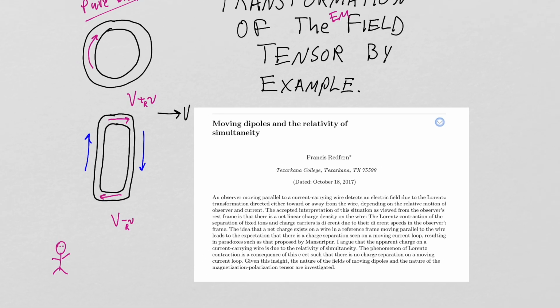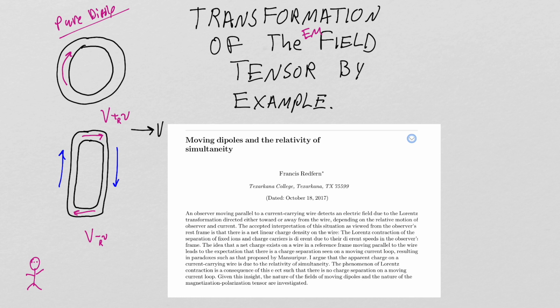So what we're going to do is we're actually going to transform the pure magnetic dipole field using the relativistic transformations we've already learned, using the methods we've already learned, which are different than Mr. Redfern's, but they kind of get us to the same place. So let's begin with that.